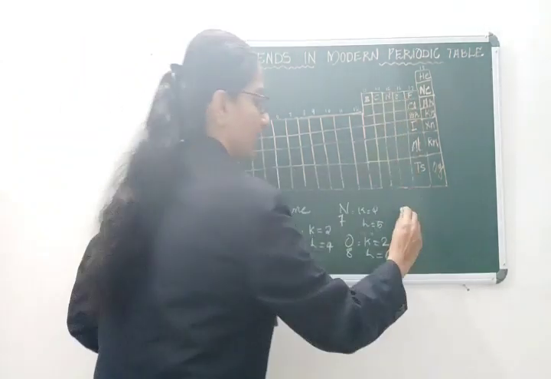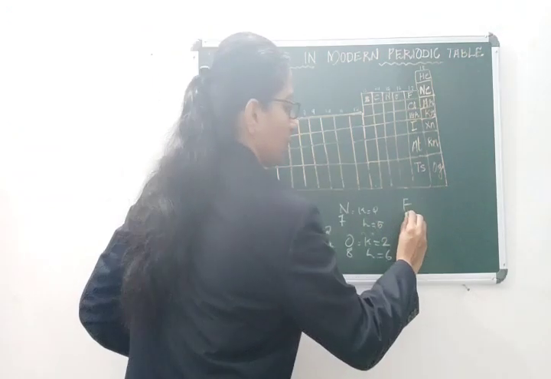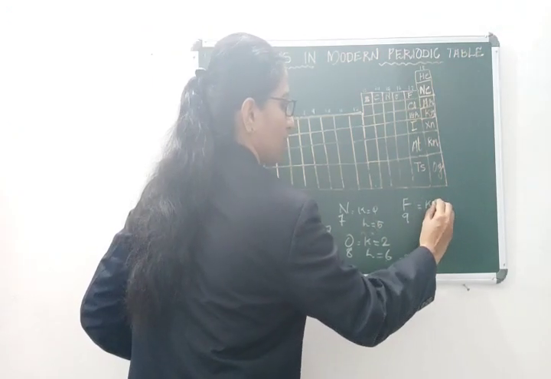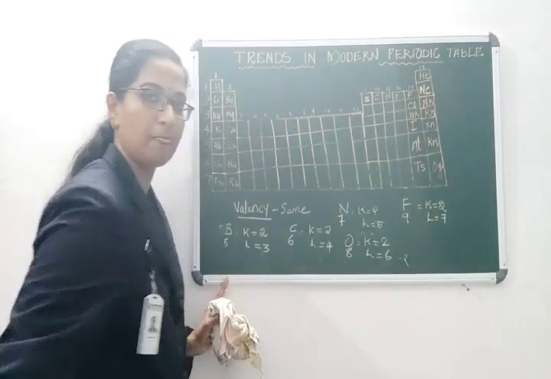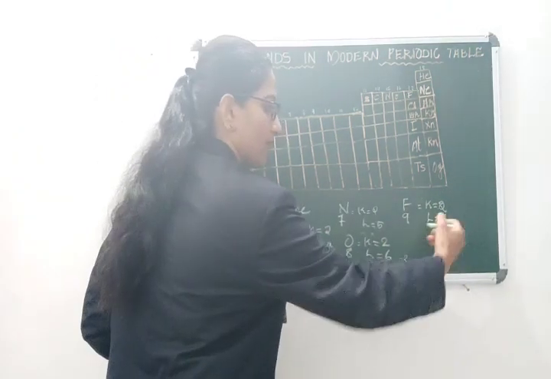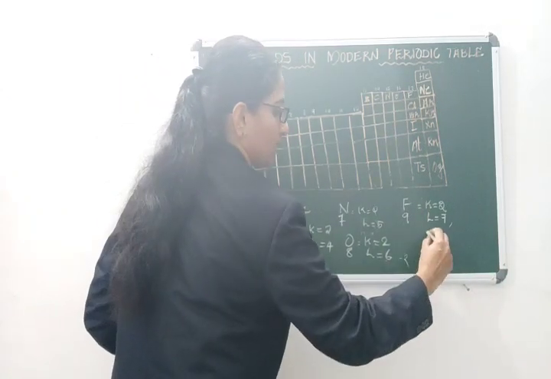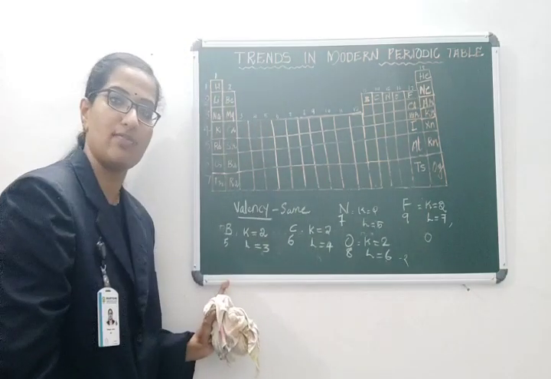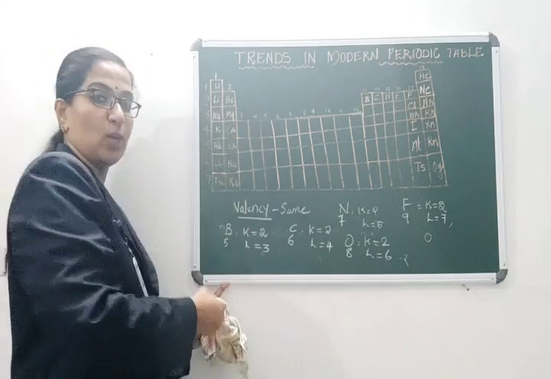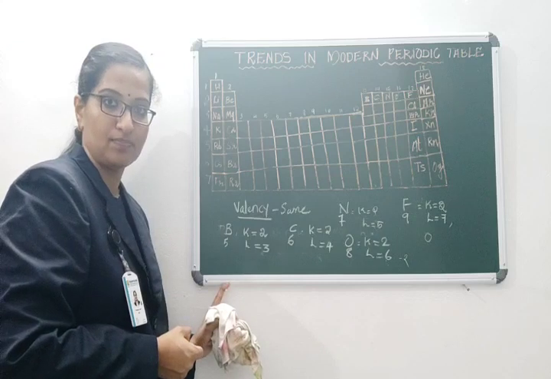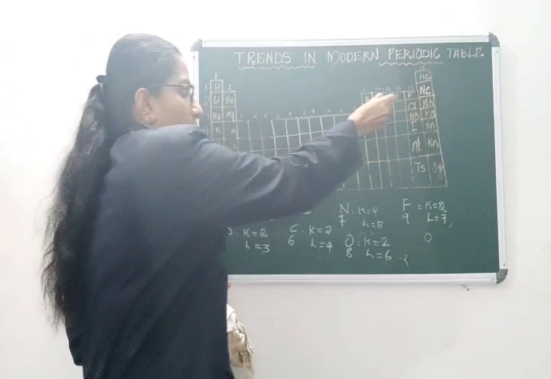When you come to the 17th group, the first member is fluorine, atomic number 9. The electronic configuration is K is equal to 2, L is equal to 7. The valency is 1. And the last, 18th group elements, they are zero group elements, valency 0. So what do you observe? Group wise, valency is the same. But in a period, what do you observe?